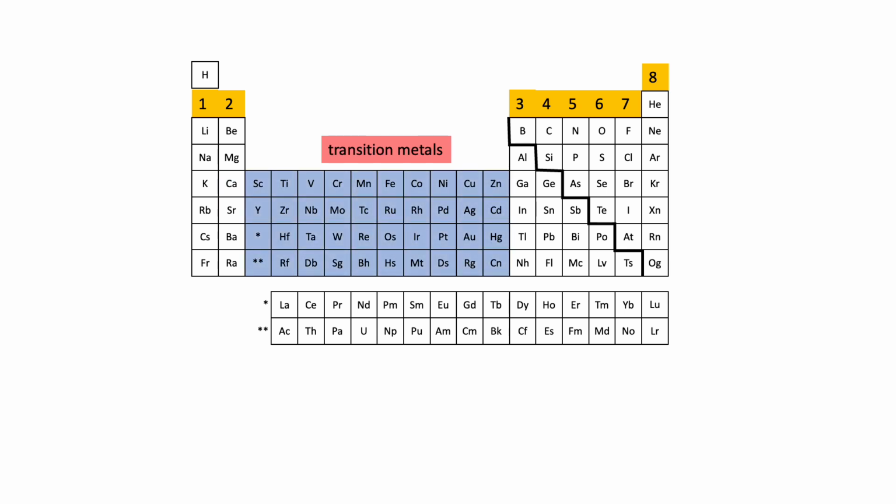Metals in this area of the periodic table, called transition metals, do not follow this pattern and can form a number of different ions.